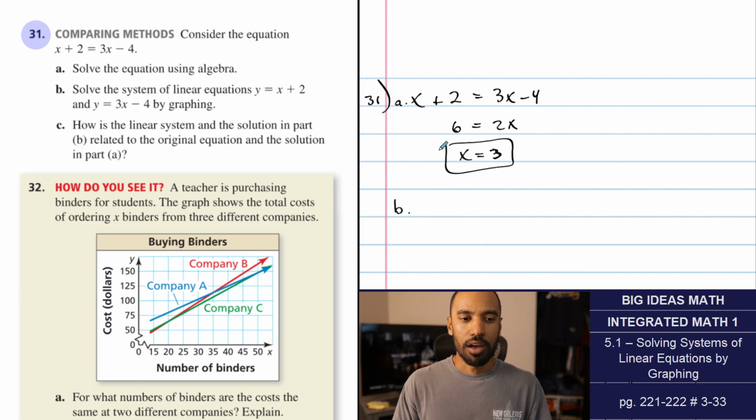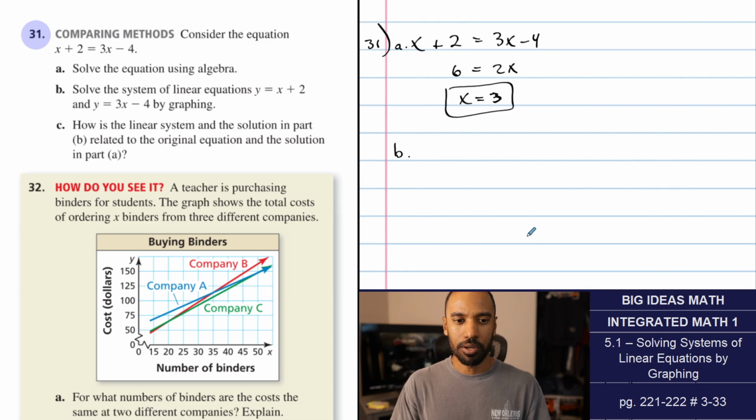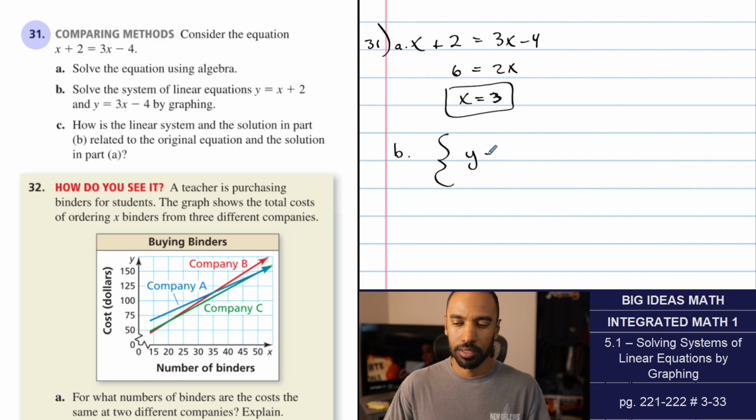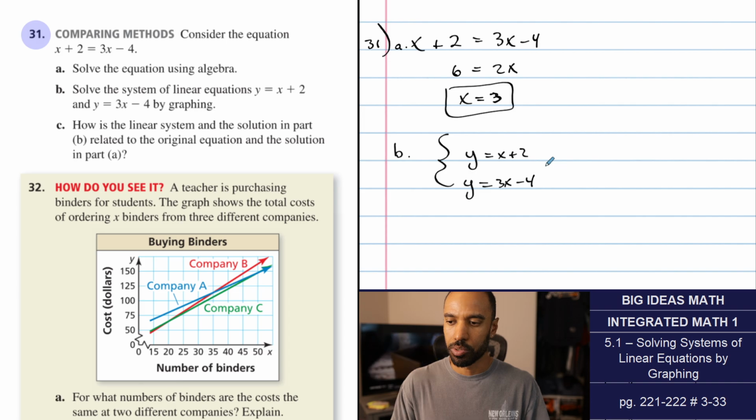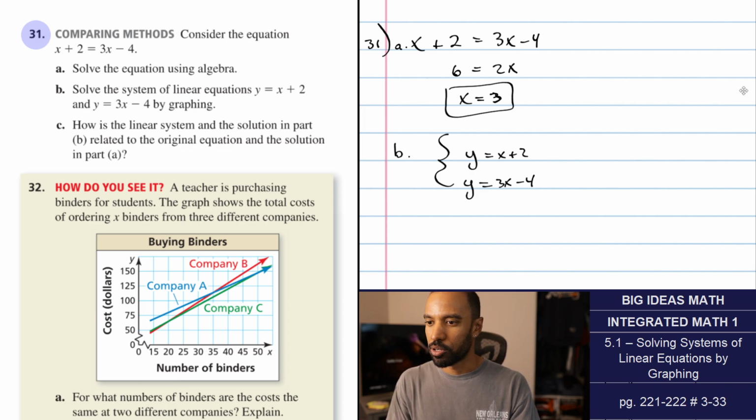Part B, solve the system of linear equations y equals x plus 2 and y equals 3x plus 4 by graphing. No calculator. Let's just do it straight up. They are in slope-intercept form.